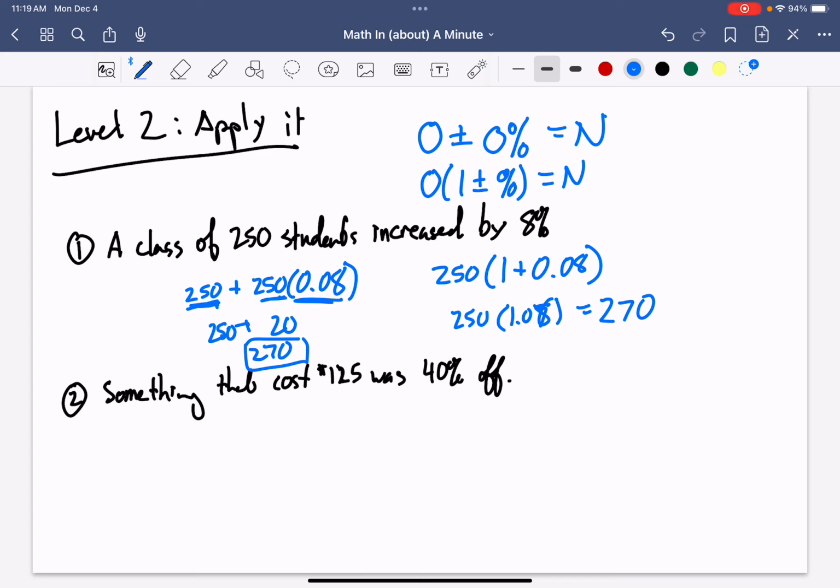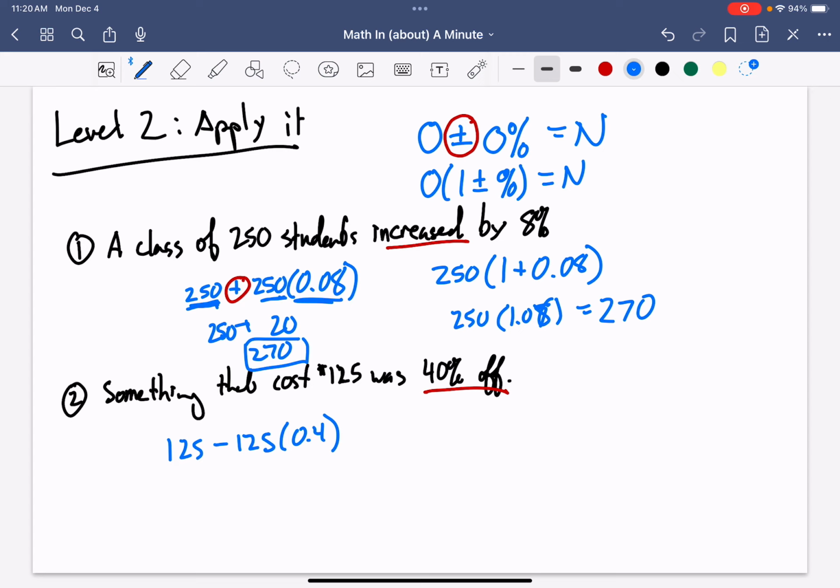And then we still get 270. Likewise, let's look at this. Something that cost $125 was 40% off. Now notice, I'm using this symbol plus or minus. You have to look at the context to see what's going on. Increased meant plus. 40% off means that we're going to go with a minus. So I have 125 minus 125 times 0.4, 40% off.